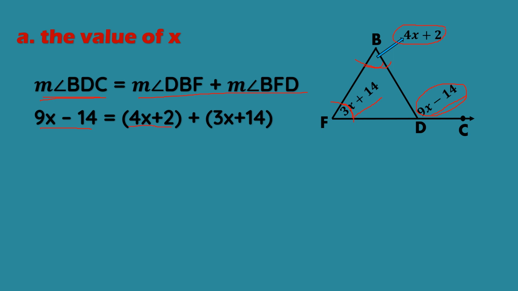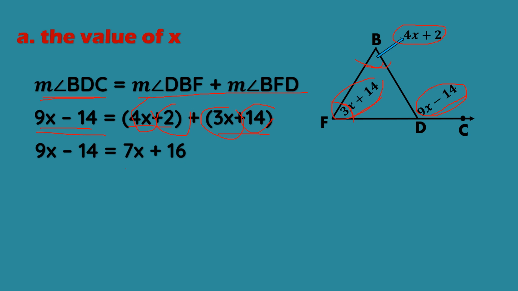Plus the measure of angle BFD, this angle, it's 3x plus 14. So by combining like terms, we have 4x plus 3x is equal to 7x, 2 rather, plus 14 is equal to 16. So we have, copy, 9x minus 14 equals 7x plus 16.